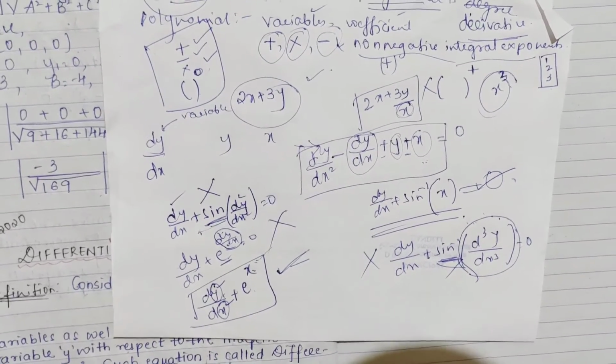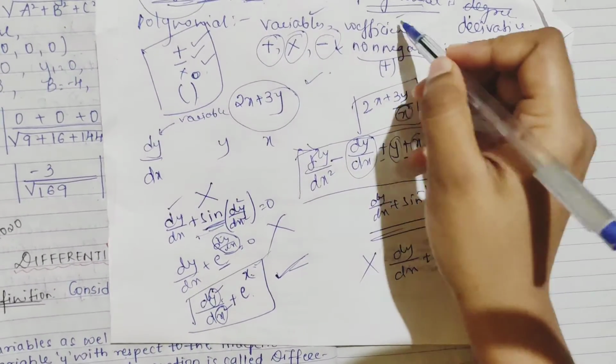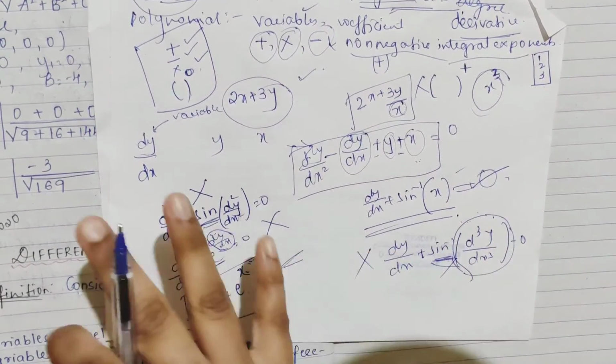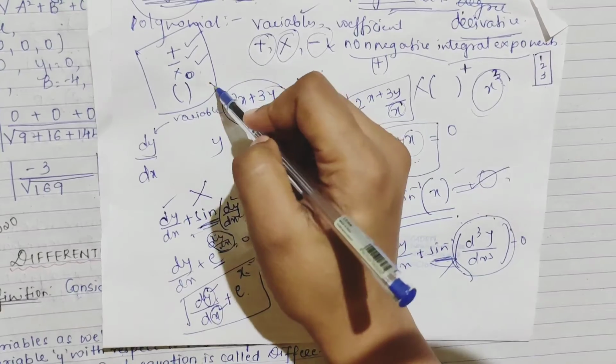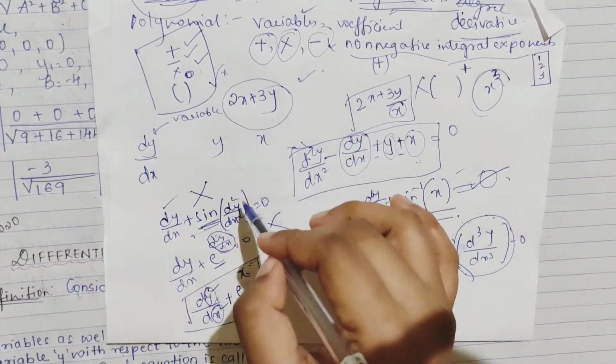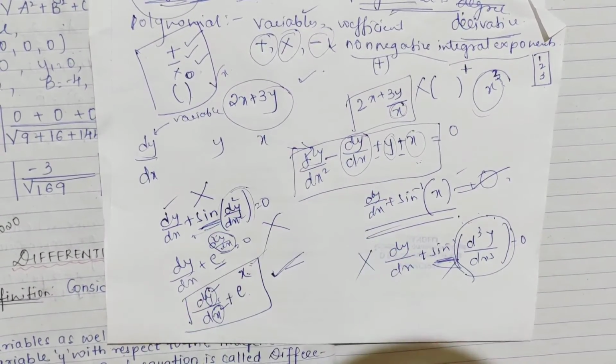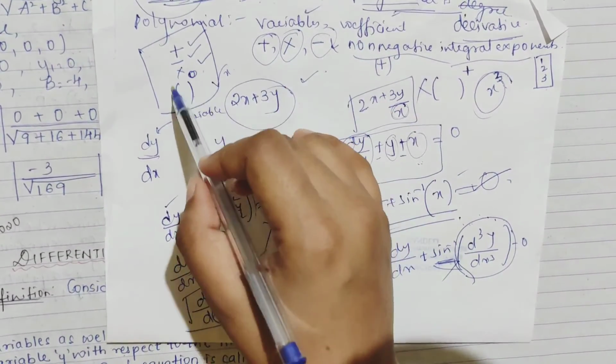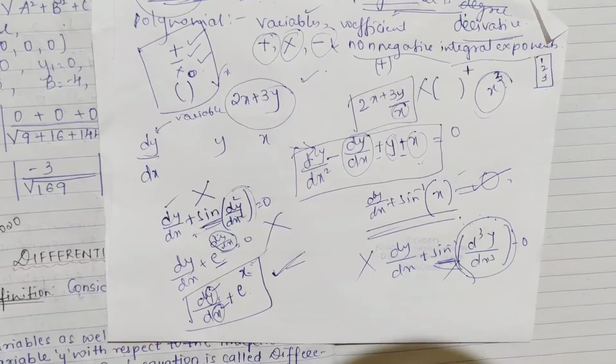I hope this much is clear for you. What does polynomial in derivative mean? All of this that I explained is polynomial in derivative. See, there should be no root also, okay? It means the derivative should not involve any sine, cos, anything except plus, minus, subtraction and raised to.